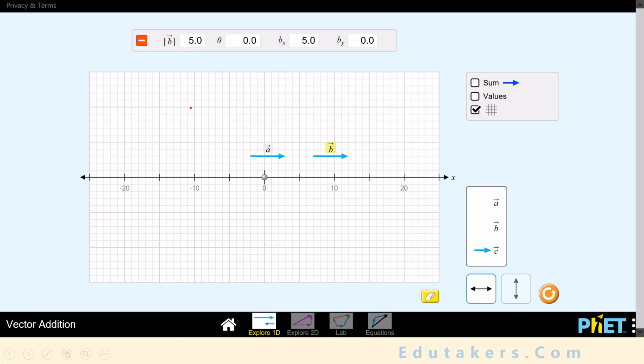When you find the sum of both of these, you can see the sum is represented by the vector S. Both of these are horizontal. It means that you just need to add the lengths of vectors A and B to get the resultant vector S. You can also check the values here. Vector A is 5.0, vector B is also 5.0, but the S vector, which is the sum of both of these, is 10.0. So you just add the lengths of vectors A and B to find the resultant vector.